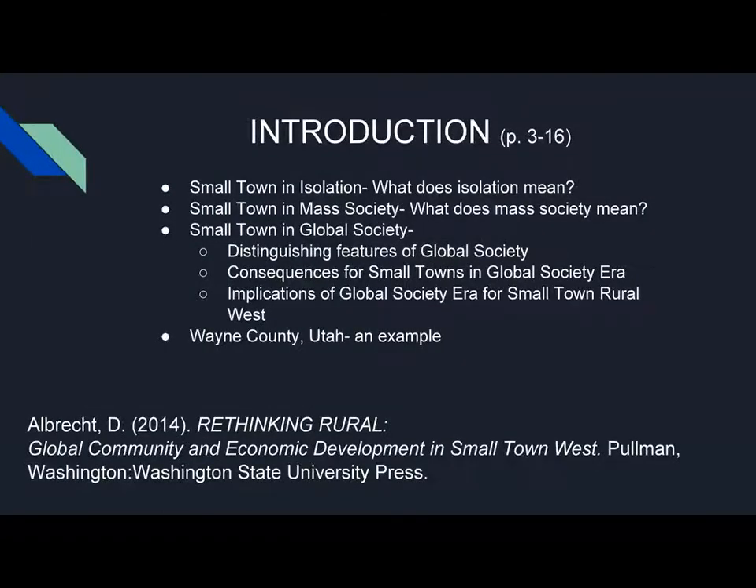So this is chapter 1 of Rethinking Rural by Dan Albright, and you can see the formal citation of the book down there in case you ever need to use it in your homework to cite a quote or something like that. This chapter is broken up into 4 sections, and you'll see them here bulleted.